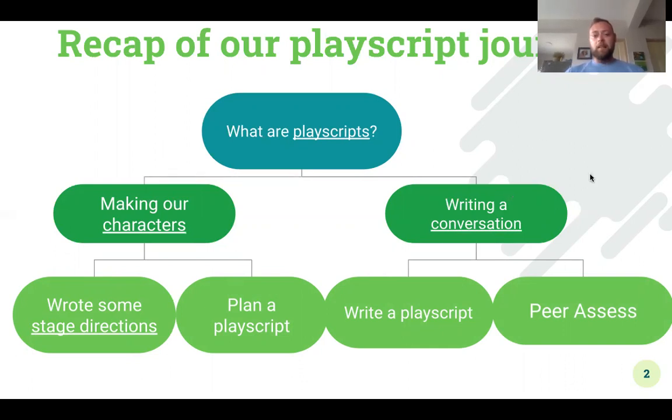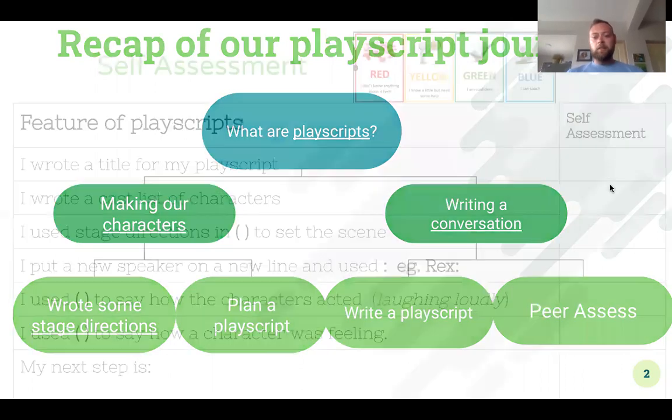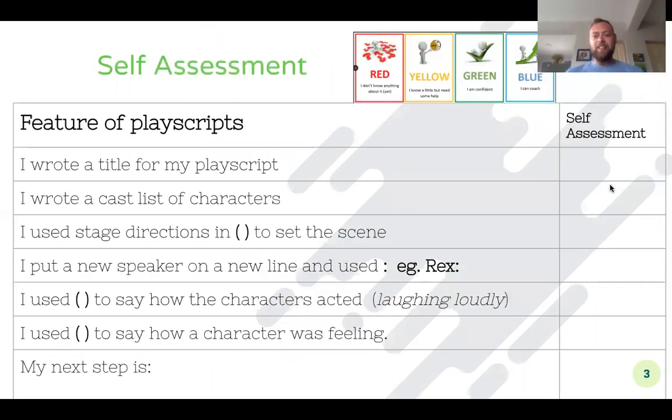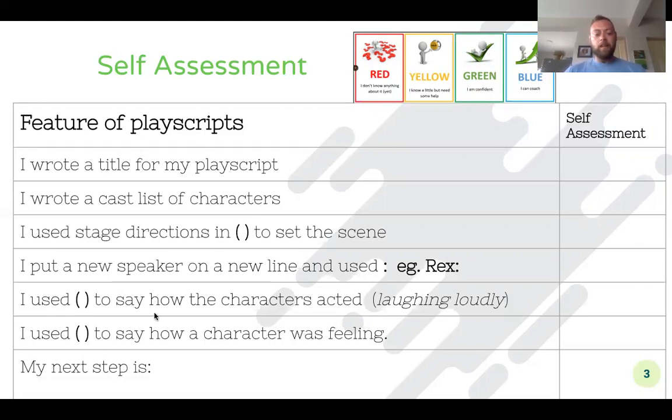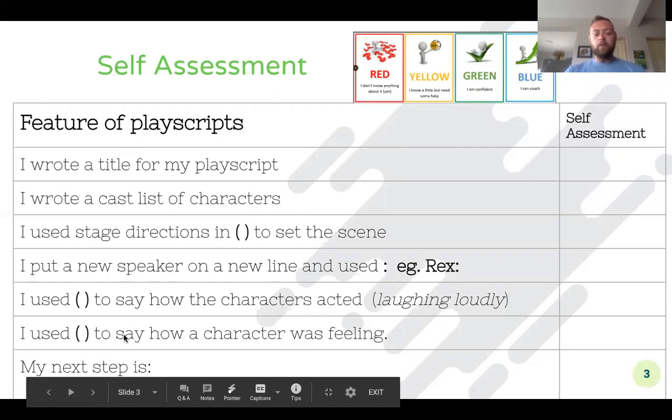Okay, let's take a little moment to look at our features. These are everything our play script needs. So we need to write a title. We need to write a cast list. We need to use stage directions in brackets to set the scene. We need to put a new speaker on a new line, and you are so good at doing that. We need to use stage directions to say how characters acted, like laughing loudly. And we can also use them for how our characters are feeling.